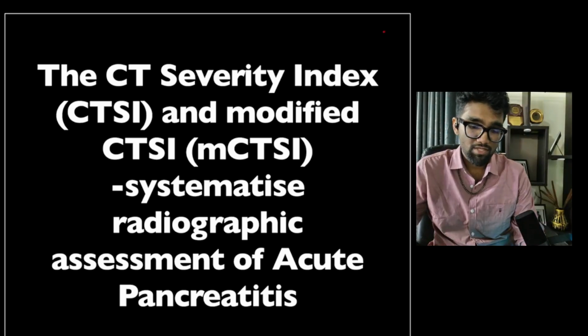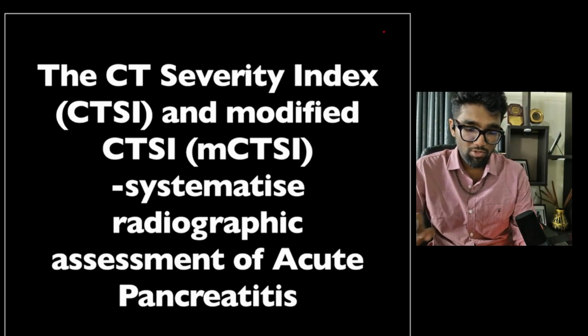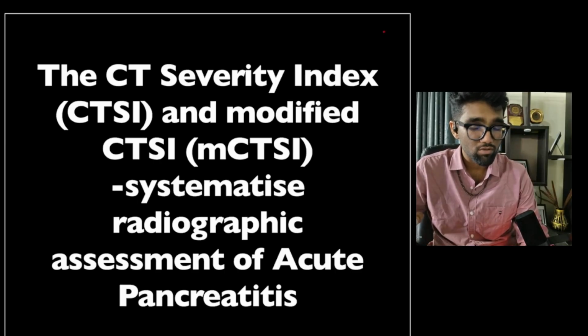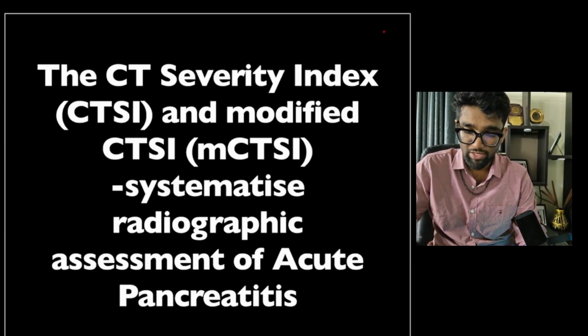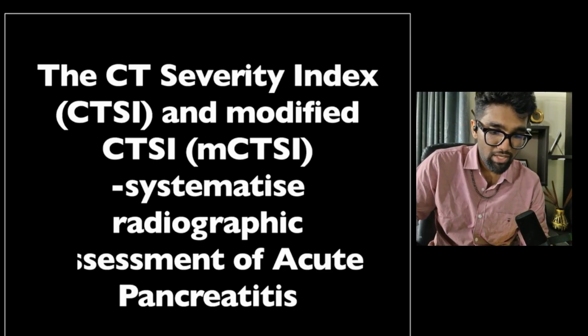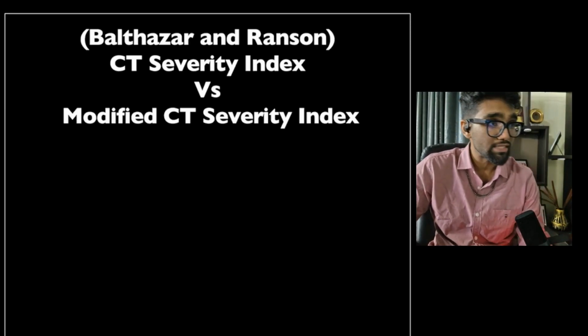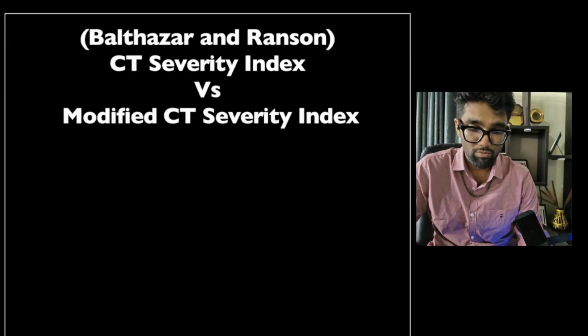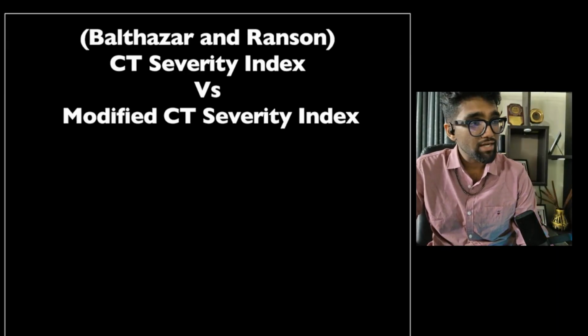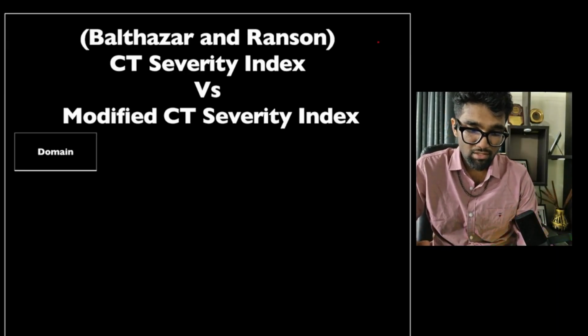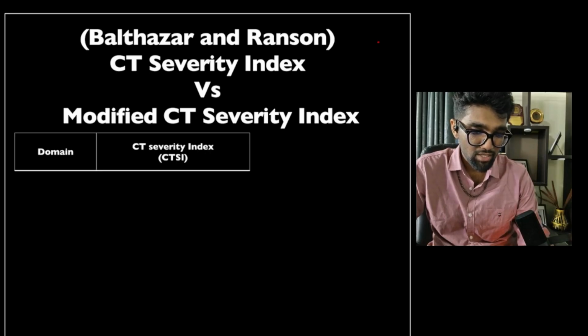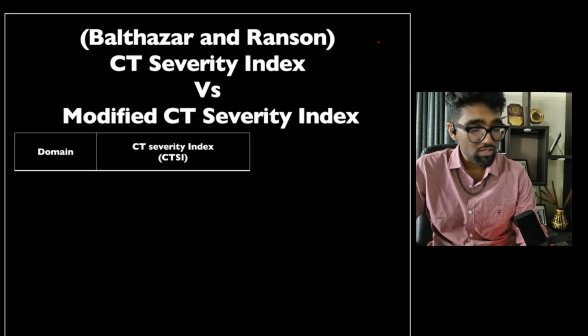Okay. Now, the rest of the findings have been systematized as part of the CT severity index, and the successor to that, the modified CT severity index. So we'll talk about these two, and we'll try to make the assessment of acute pancreatitis on radiology very uniform. The CT severity index is also called the Balthazar and Ranson CT severity index, named after the people who described it initially. And then there's the successor, the modified CT severity index. Now we'll compare the two first.